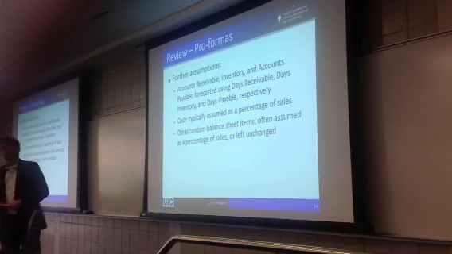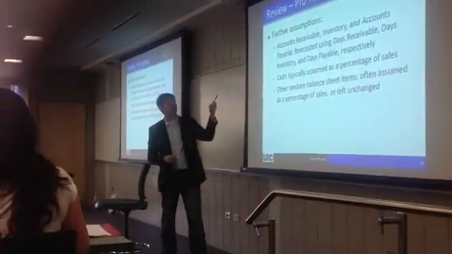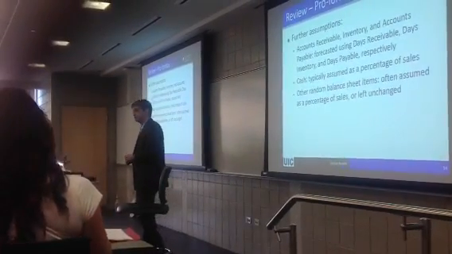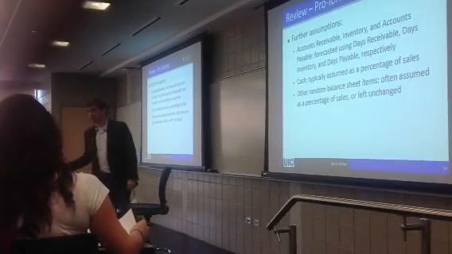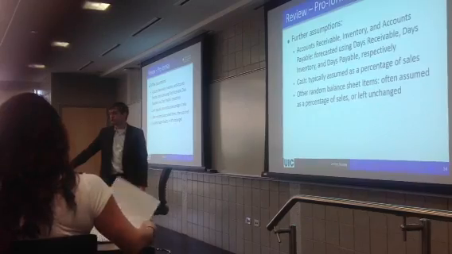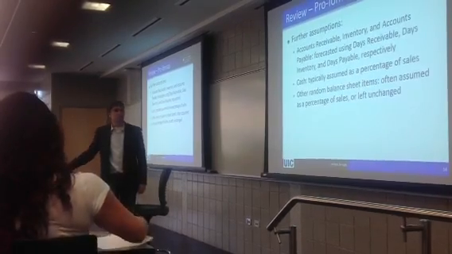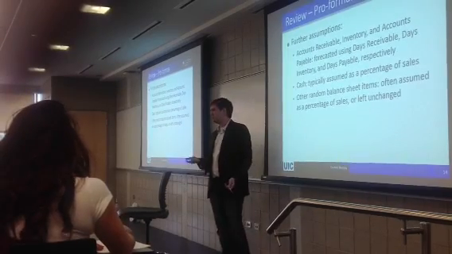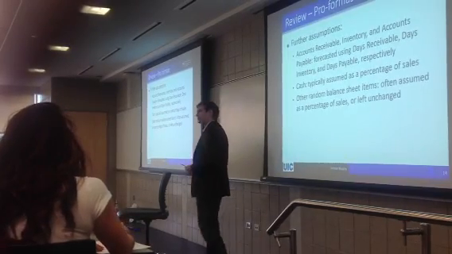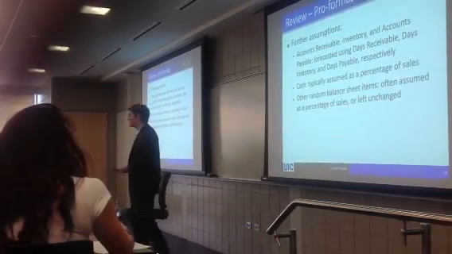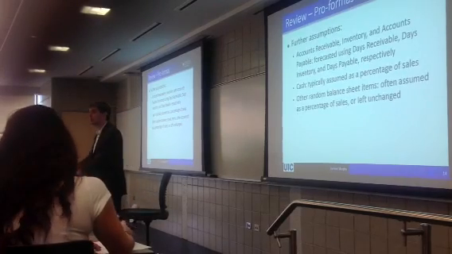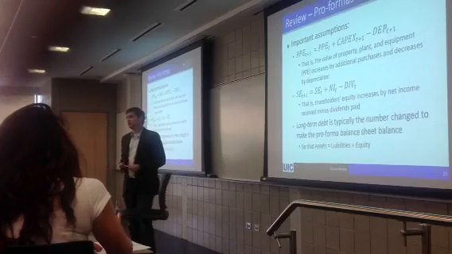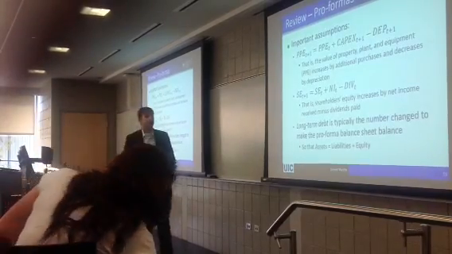Okay? Further assumptions? Well, whenever we need to forecast accounts receivable, inventory, and accounts payable, we need to use those ratios. And those ratios are days receivable, days inventory, and days payable ratios, respectively. Okay? Cash is typically assumed as a percentage of sales, and then other random balance sheet items are typically assumed as a percentage of sales or as COGS. It doesn't really matter so much for these other random items because they're usually a pretty small portion of the balance sheet anyways. Okay? Here are what I would call some important assumptions about how things grow.